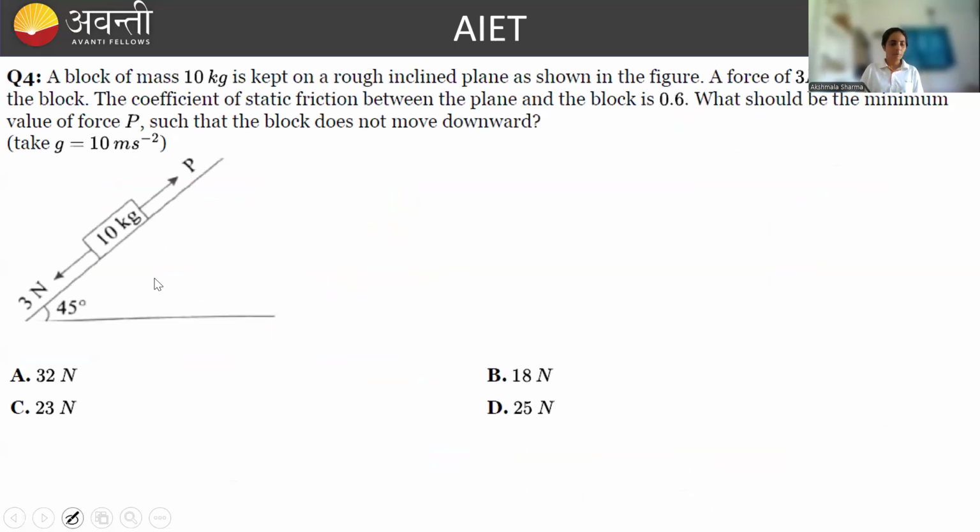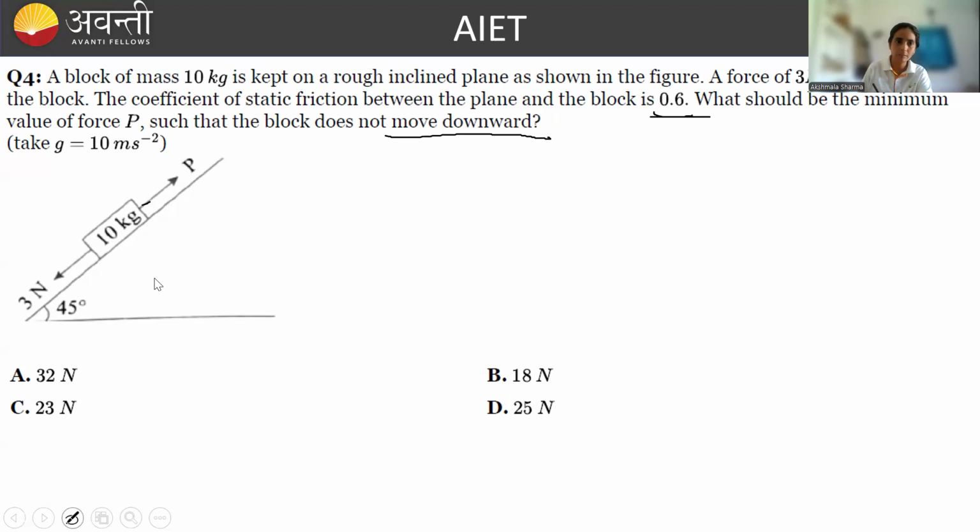Now let's look at this question. A block of mass 10 kg is kept on a rough inclined plane as shown in the figure. A force of 3 Newton is applied on the block. The coefficient of static friction between the plane and the block is 0.6. What should be the minimum value of force P such that the block does not move downward? Done. So we have to make it certain that the block is not moving downward.